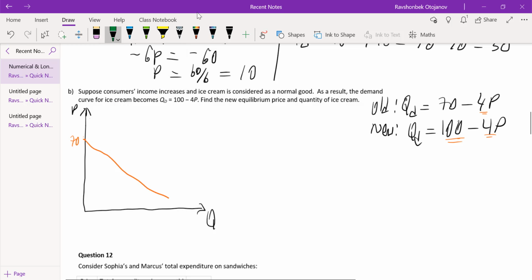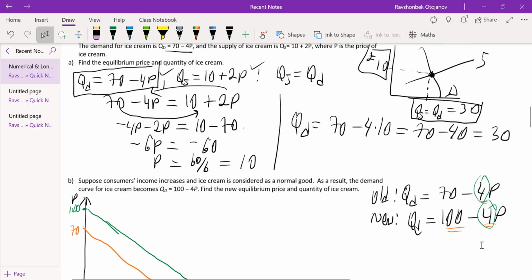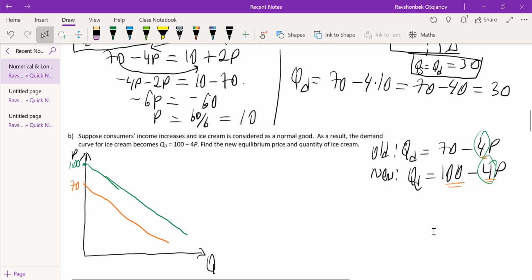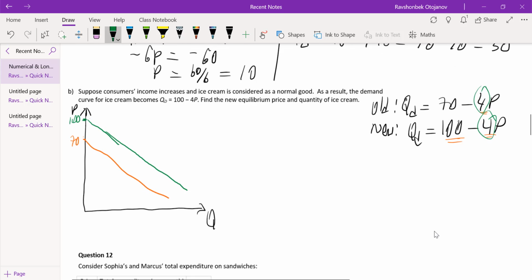Let's get another color. A new demand curve would cross now at the point where it is 100. So it will be exactly this parallel line. The reason is because the slopes of the new and old are the same, and the old supply will remain the same. Let me just get that as well. So that's 10 plus 2p here. So this was demand, and supply is now quantity supplied equals 10 plus 2p. Let me just double check.